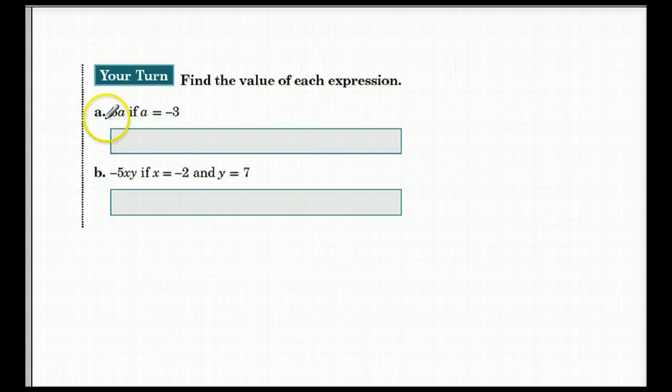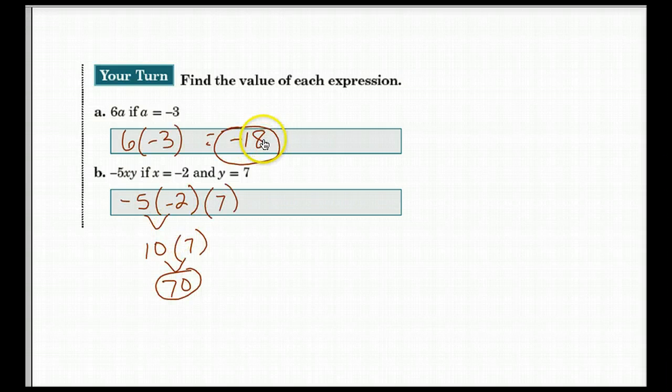So your turn, go ahead and evaluate 6a if a equals negative 3, and negative 5xy if x equals negative 2 and y equals 7. And that should be your answer, negative 18 for A and 70 for B.